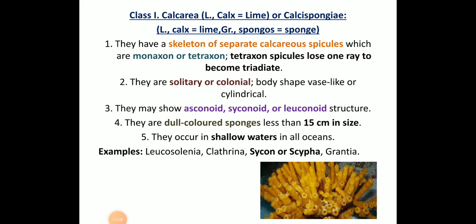and leuconoid structures. And usually these Calcarea are dully colored sponges, and they vary around 15 centimeters in size, and they occur very shallow in water in oceans. An example is Sycon. So this is about the class Calcarea.